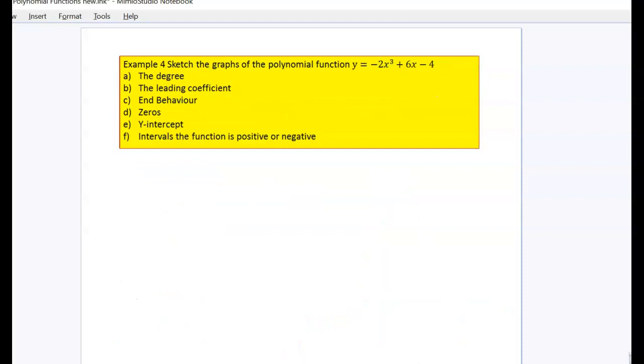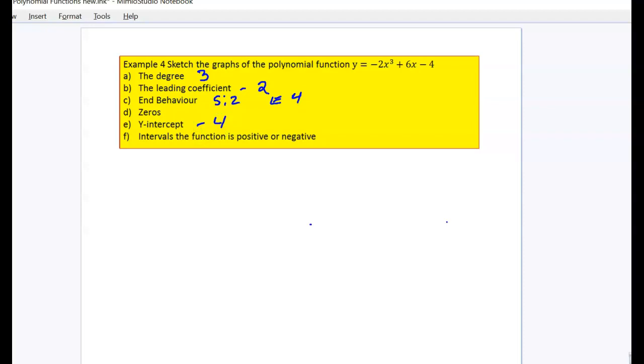Okay, now the only difference with question 4 compared to the last one is we have to do synthetic division so that we can factor this. So we can look at the first parts of this question, and then we'll get to the synthetic division when we factor this. If we start with the degree is 3, the leading coefficient we know is negative 2, and the end behavior, well, it's an odd degree with a negative leading coefficient, starts in 2 and ends in 4. The y-intercept is the constant, and parts D and F we'll figure out after we do synthetic division.